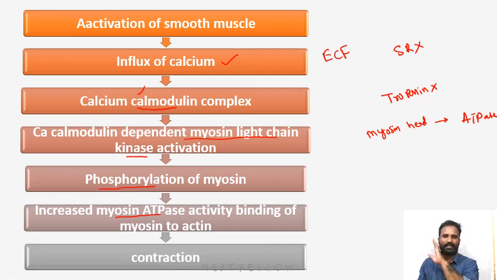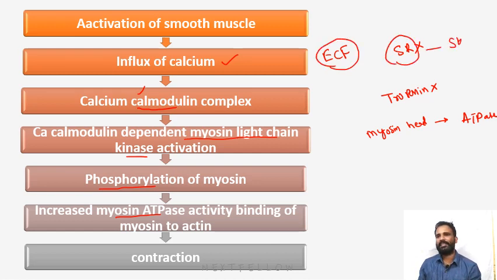The difference is that there is troponin in skeletal muscle and there is calmodulin in smooth muscle. Skeletal muscle myosin ATPase is ready-made active. Here it requires phosphorylation by myosin light chain kinase. These are the two prime differences between skeletal and smooth muscle. And also the source of calcium is the ECF in smooth muscle and it is the sarcoplasmic reticulum in skeletal muscle.